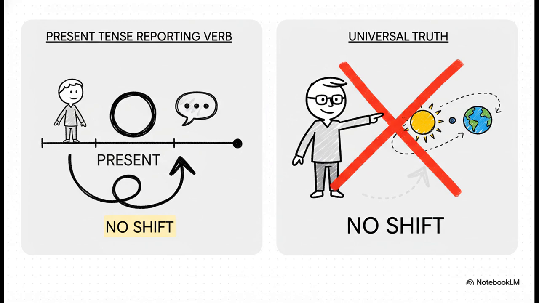So there are really 2 big situations where you just don't backshift. First, over on the left, if your reporting verb is in the present tense, like he says, then you don't need to change anything. He says that he is ready. The action is current. And second, on the right, is when you're talking about a universal truth or a general fact. Yeah, the teacher said it in the past, but the earth still revolves around the sun right now, right? The fact is timeless, so the tense stays put.